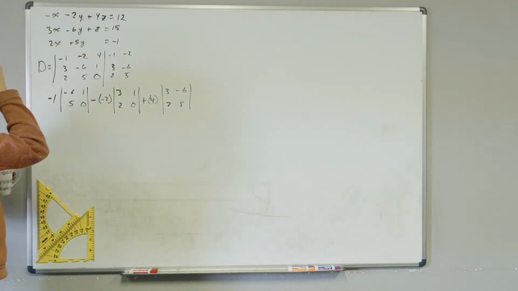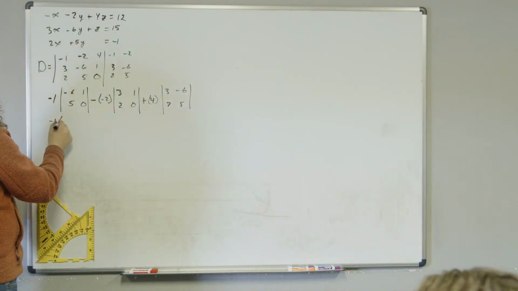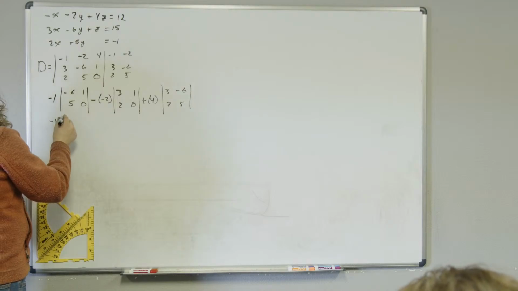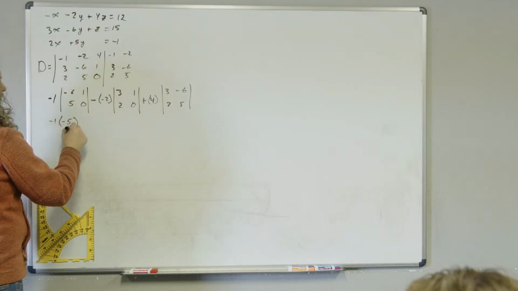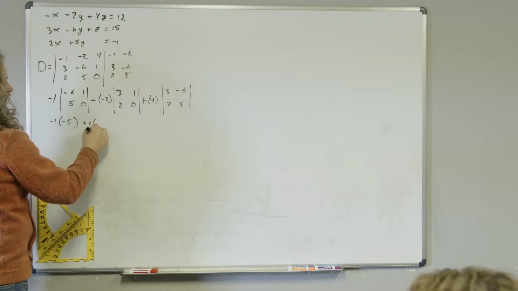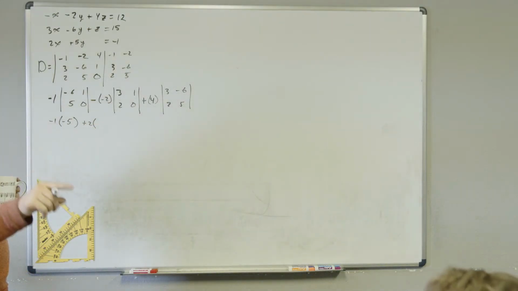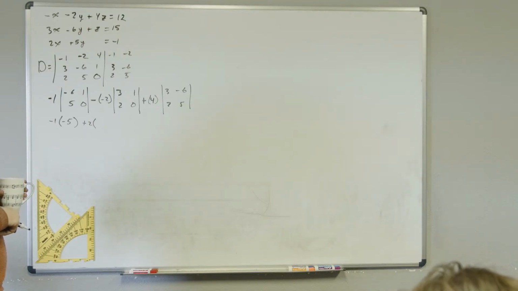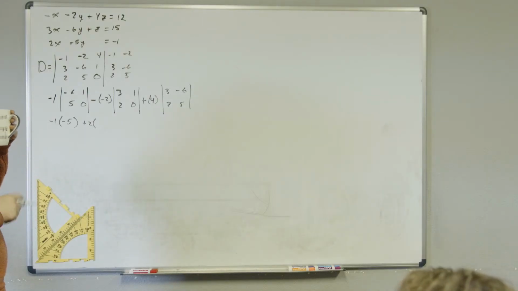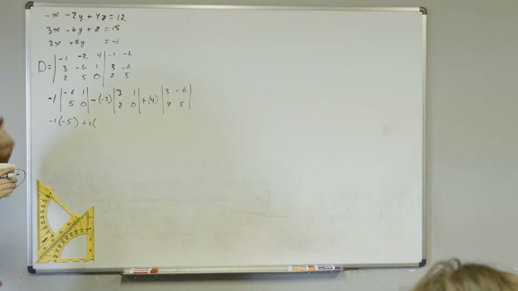Great. Negative 1 times 0 minus negative 5 plus 2. Can you write it out real quick? Write it, and you tell me what you did. Is it negative 6 times 0 minus 5? Yes. See.